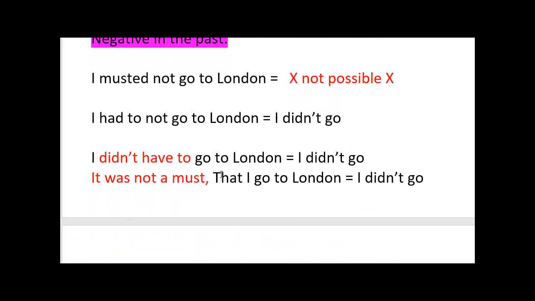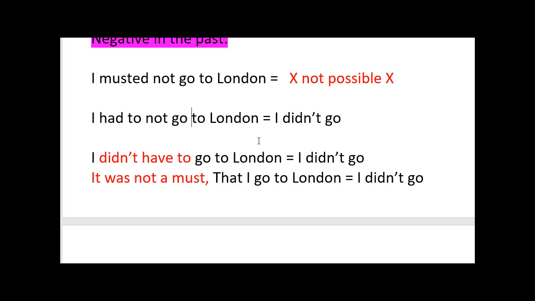Okay, so "I didn't have to go to London," so I didn't go. "I didn't have to" means the negative meaning, not "I didn't have to go to London, but I went." This one is "I didn't have to go to London, but I didn't." You can also say it was not a must. "It wasn't a must that I go to London," which means also I didn't go. All three mean you didn't go.